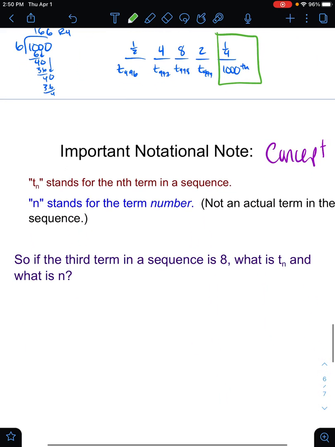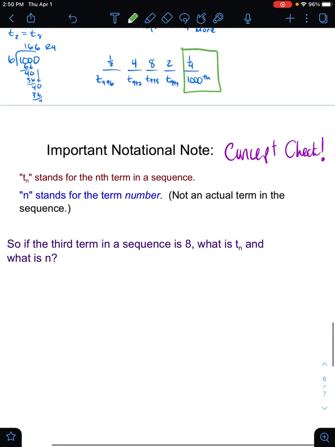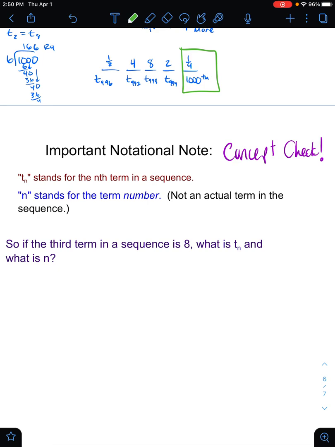All right, so our last concept check is just a reminder about T sub n versus n. So T sub n stands for the nth term in a sequence. N stands for the term number, not the actual term in the sequence. So if the third term in a sequence is 8, tell me what is T sub n and what is n.